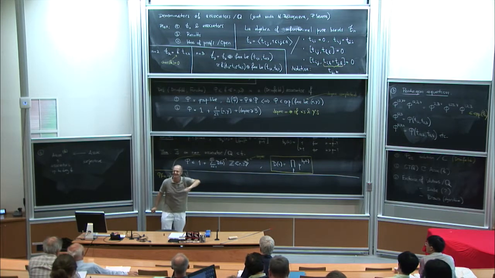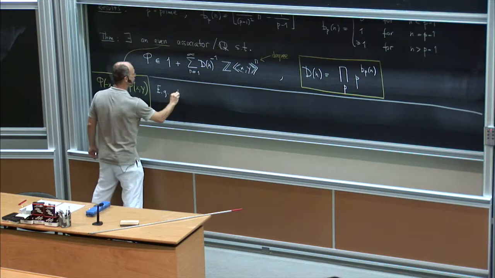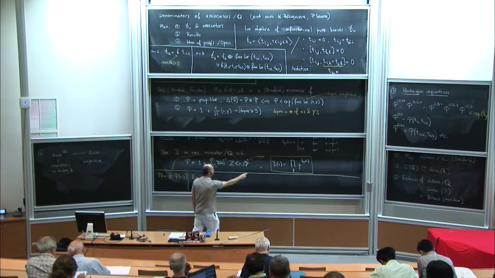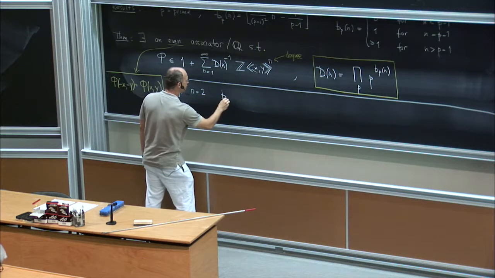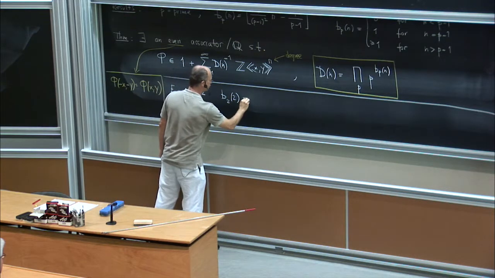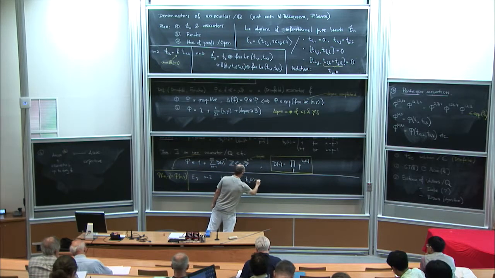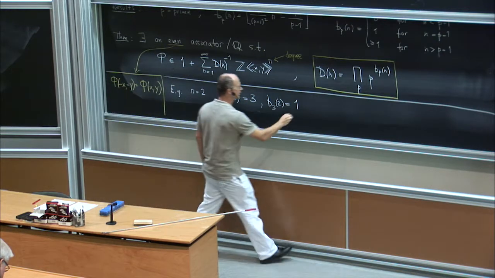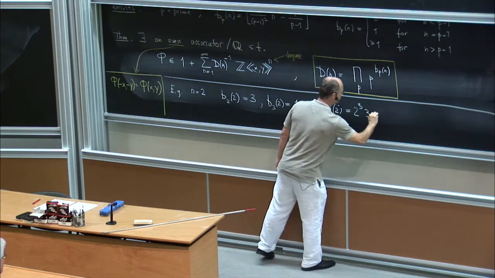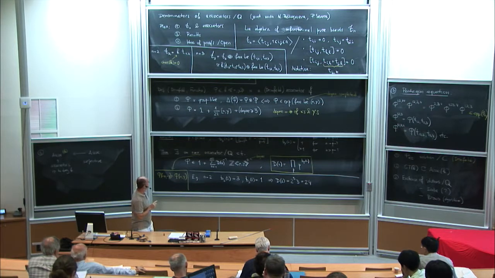There is even an associator with such a denominator estimate. So, an example. Let's see what happens when n is equal to 2. Now there will be only two primes for which we should be worried. So, an easy calculation shows that B2 of 2 is equal to 3, and as promised by this formula, B3 of 2 is equal to 1. Which means that the denominator D of 2 is equal to 2 cubed times 3, which is exactly 24, which matches our normalization in the definition of associators.